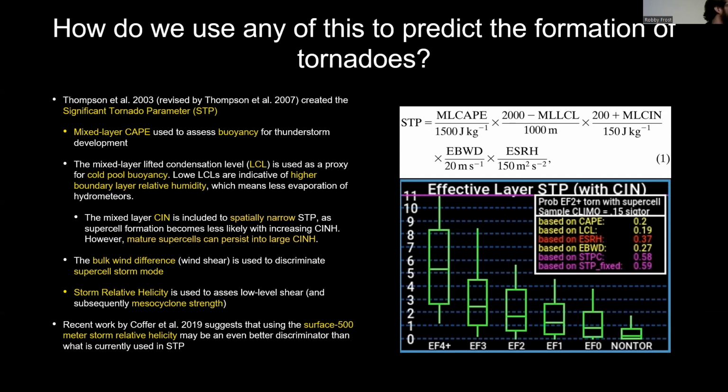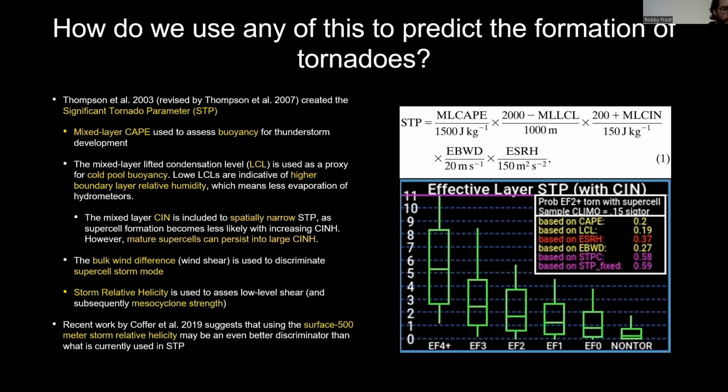But how do we assess things like what our potential cold pool buoyancy is going to be, or evaporation potential from dry air entrainment and stuff like that? Well, Rich found that the lifted condensation level is a pretty good proxy for some of these sorts of things. So lower LCLs are indicative of higher boundary layer relative humidity, which means less evaporation for hydrometeors, which probably means you're not going to have as strong of a cold pool. And so if you're relying on any vorticity in that cold pool, you're going to be able to tilt it and stretch it more readily than if it were, let's say, high LCLs. We have lots of evaporation potential, colder downdrafts, and harder to lift by those dynamic pressure perturbations.